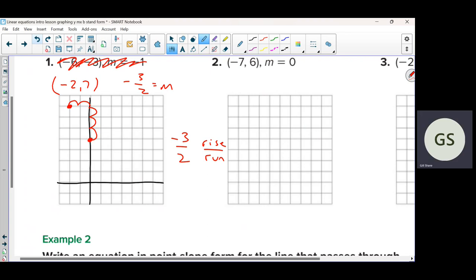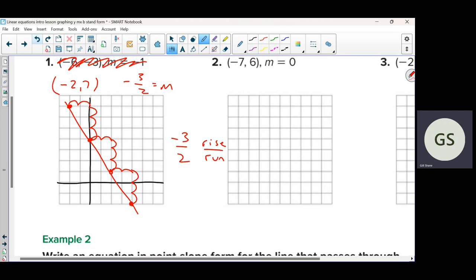So there's your second point and you draw a line through it. If you really wanted to, you could keep following that pattern to make a straight line. There you go.